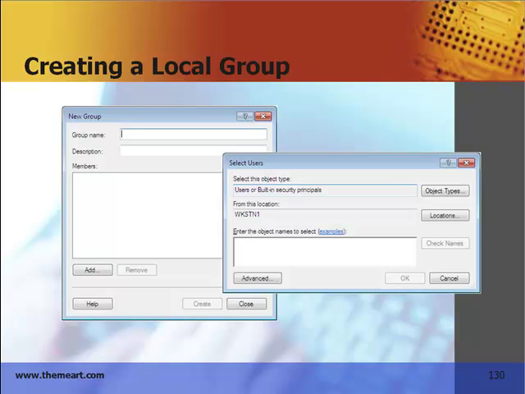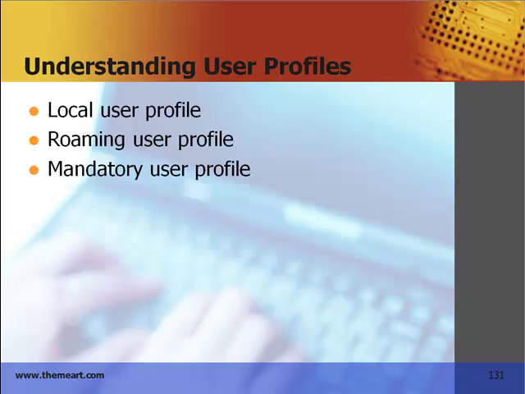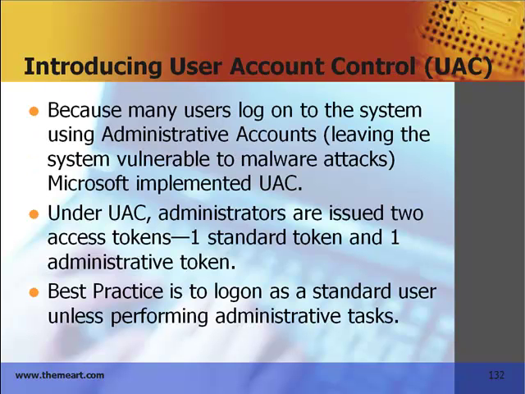Local groups, same thing. You just right-click on the groups folder instead of the users folder and choose New Group. Then you can also populate the membership list there as well. Know what a profile is and know the three types of profiles: a local user profile, a roaming profile, and a mandatory profile, and know what distinguishes each of those three.